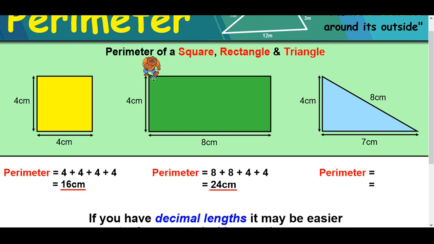Okay, last shape is a triangle. It just works exactly the same. We don't have this thing where the opposite sides are the same anymore, but we still go around the shape. So if we take a wee person and we go all the way around the shape, along the 7, up the 8, and back down the 4 to finish off. So just an easy add, 8 and 7 add 4, in any order you like, and it comes to 19 centimetres.